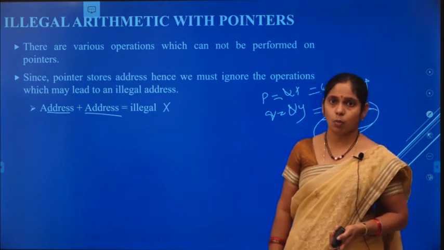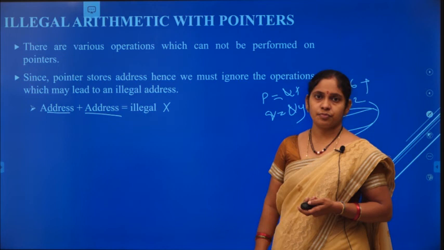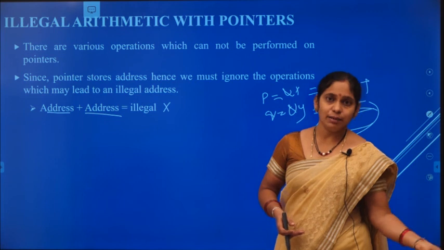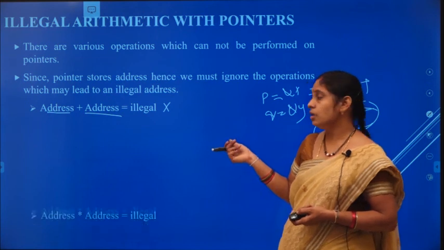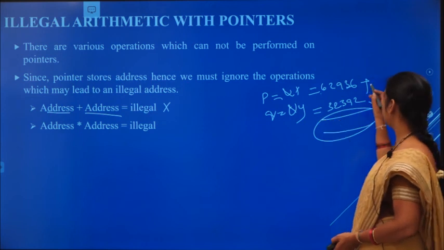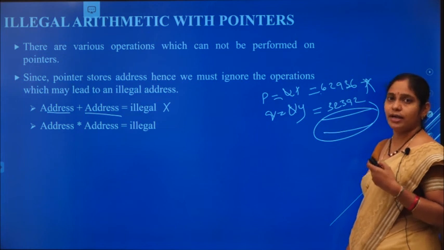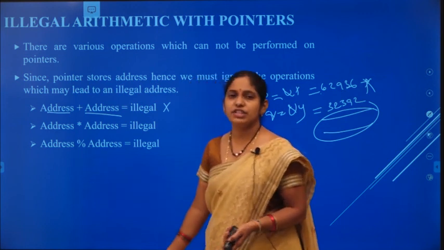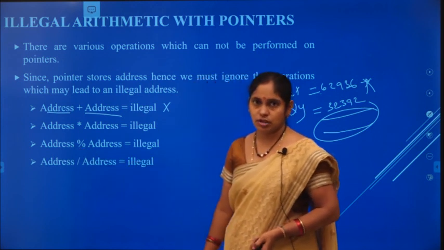Incrementing means, as I told now, from my house the next three houses, or from my house the immediate next house, or from my house the immediate previous house. Likewise we can tell. Similarly here also. Multiplication of two addresses: assume this is one address and this is a second address. Is it possible to multiply these two? Can that address be found in memory? No. So this is also illegal. Division of two addresses, modulus and division, both are illegal.